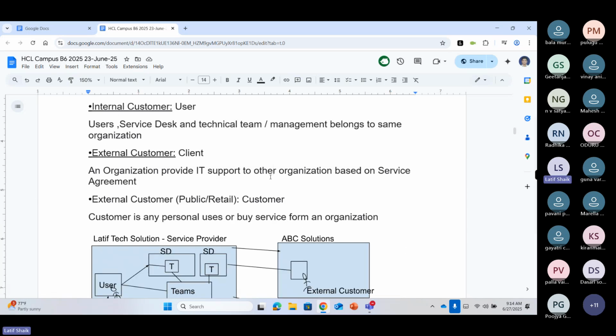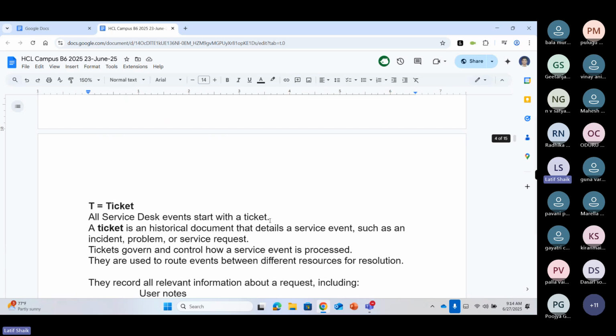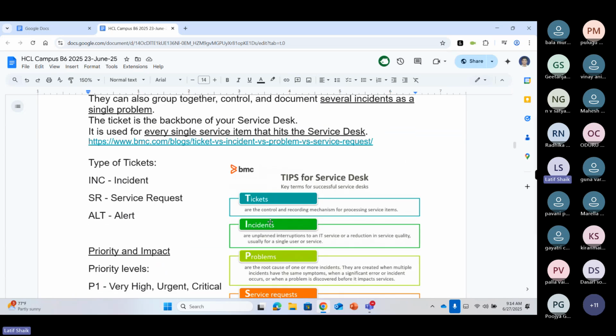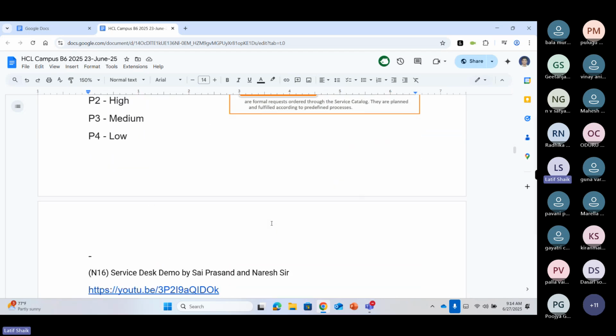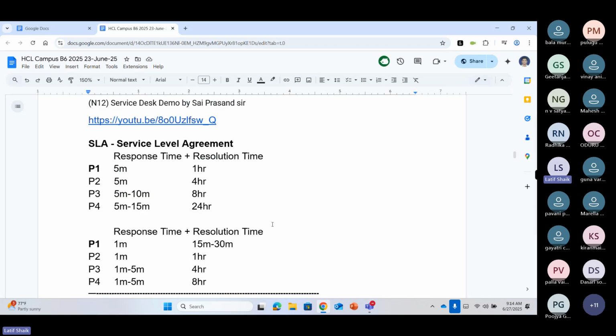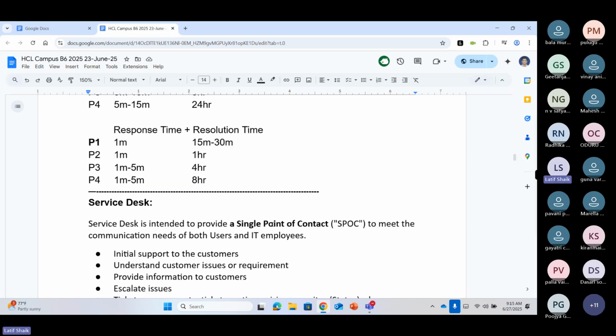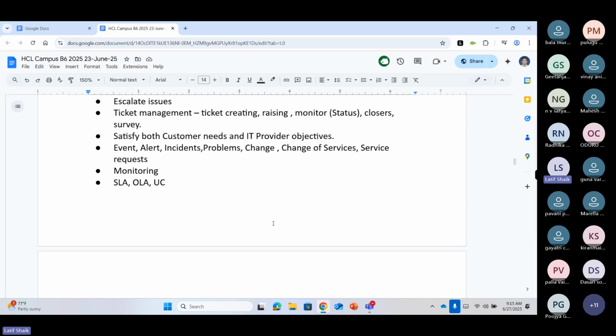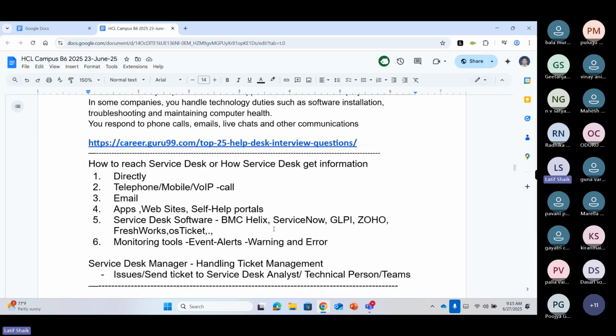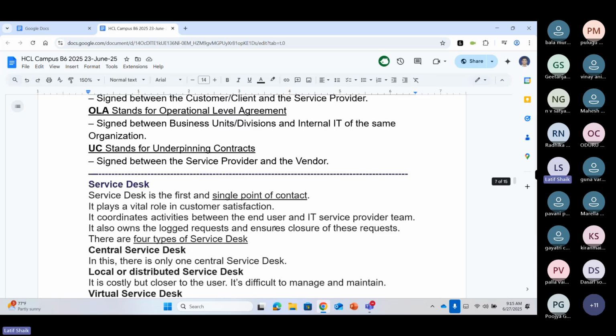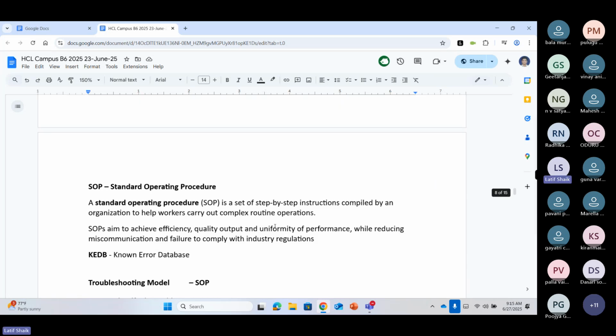Okay, internal and external customer differences. Ticket, what is a ticket? Types of tickets, ticket priorities, and the resolutions. What is response and resolution time? Okay, and finally, what is service desk? Then where we are going?